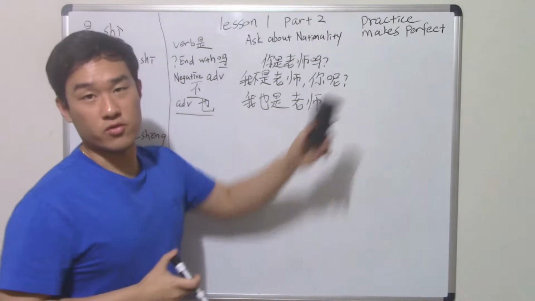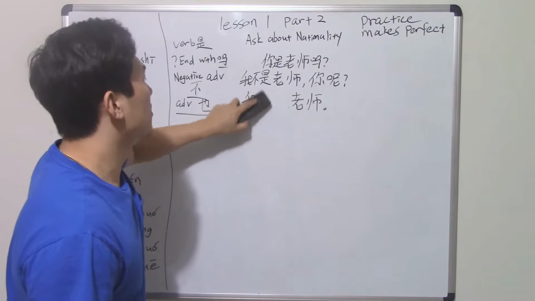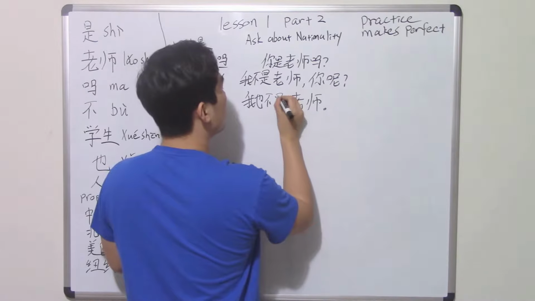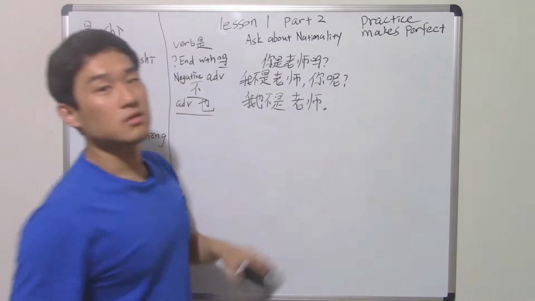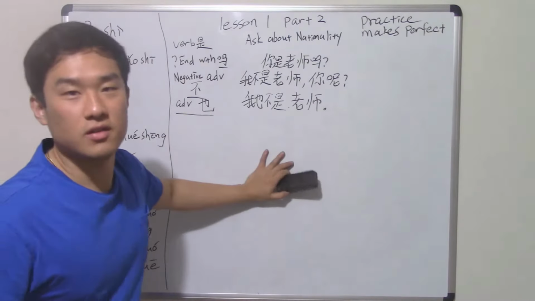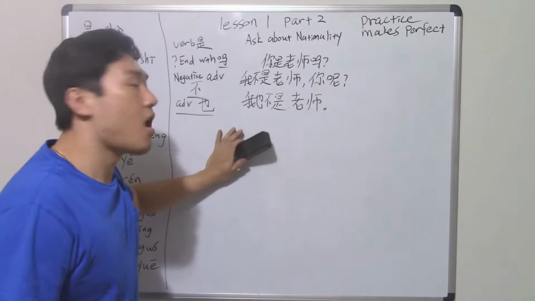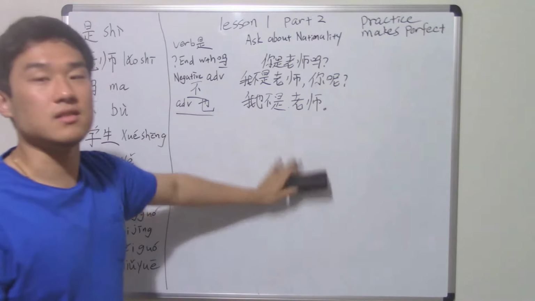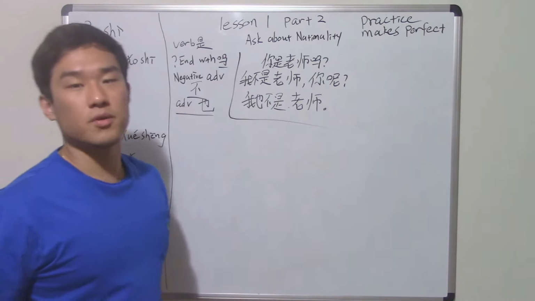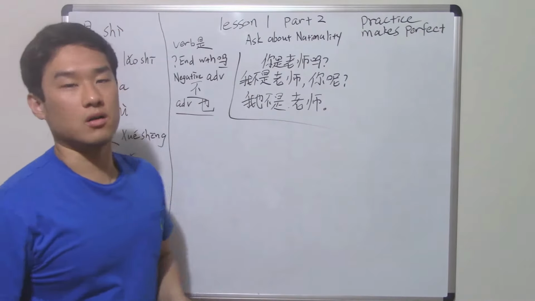And then what about you? And then you say I'm not a teacher too. How do you say that? 我也不是. Okay? Put 也 here, and then 不是. Boom. There you go. 我也不是老师. So that's how you use 也, how you use 是, how you use 吗, how you use 不 in all these cases. This dialogue explains very well how you use these four.